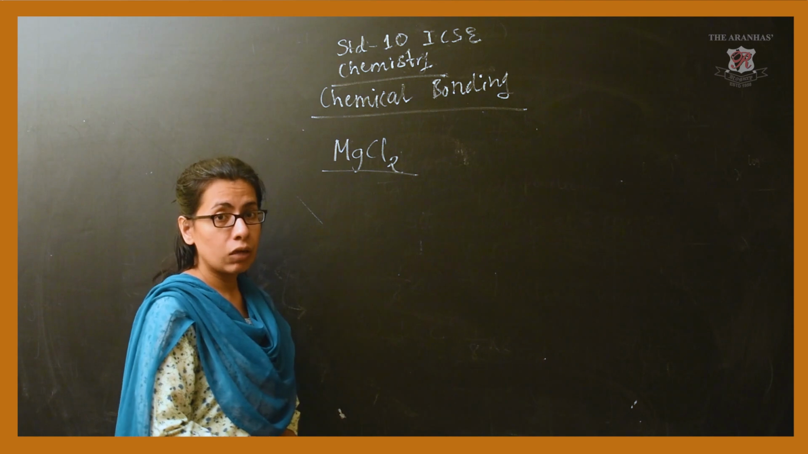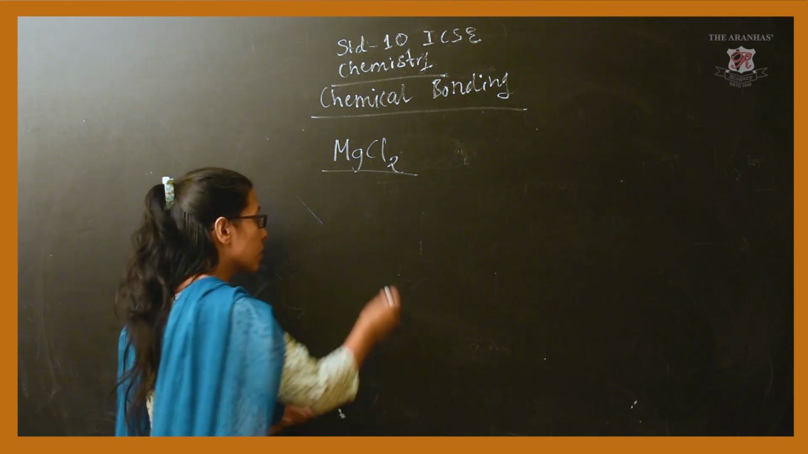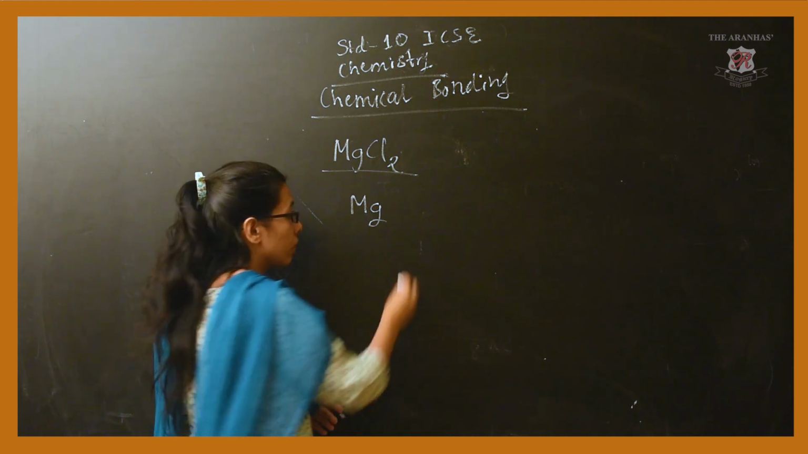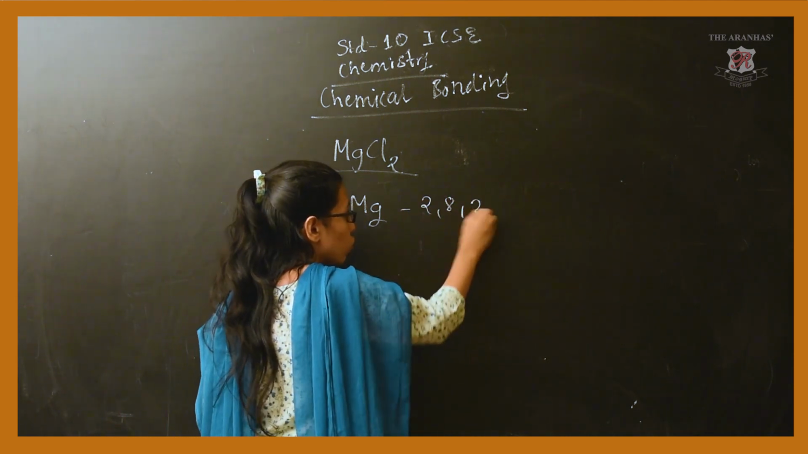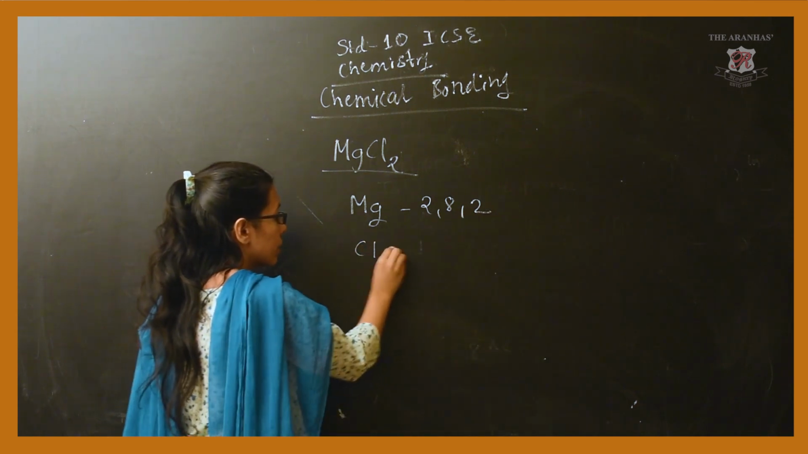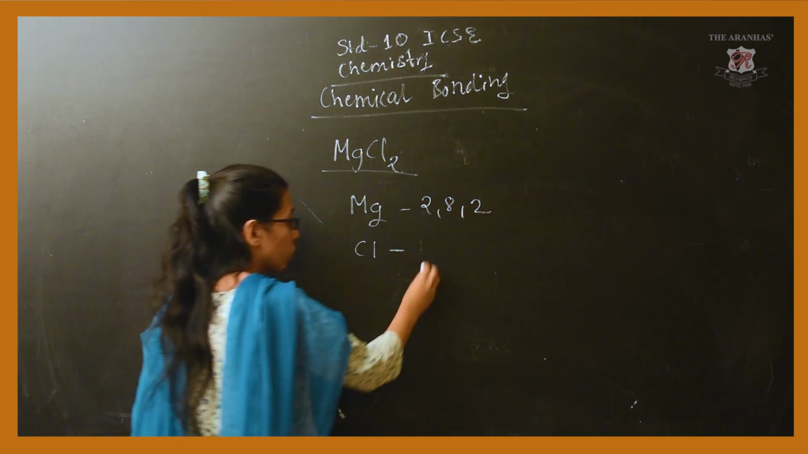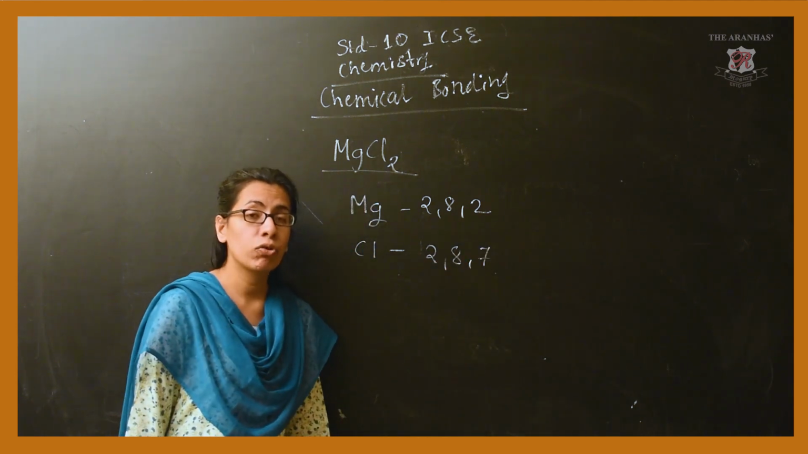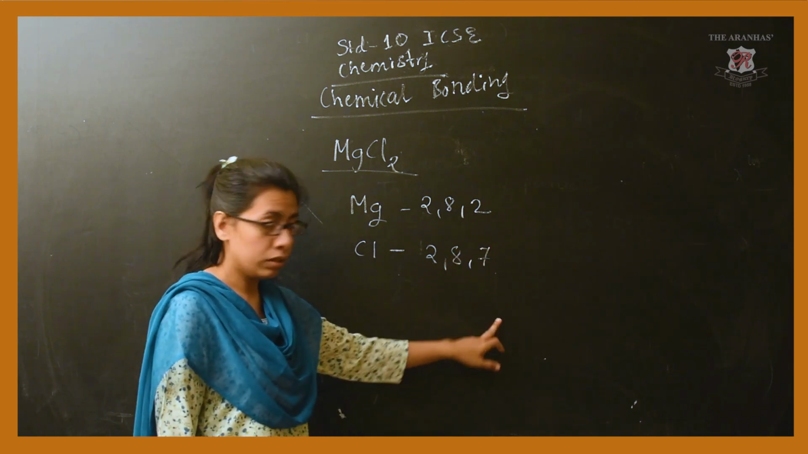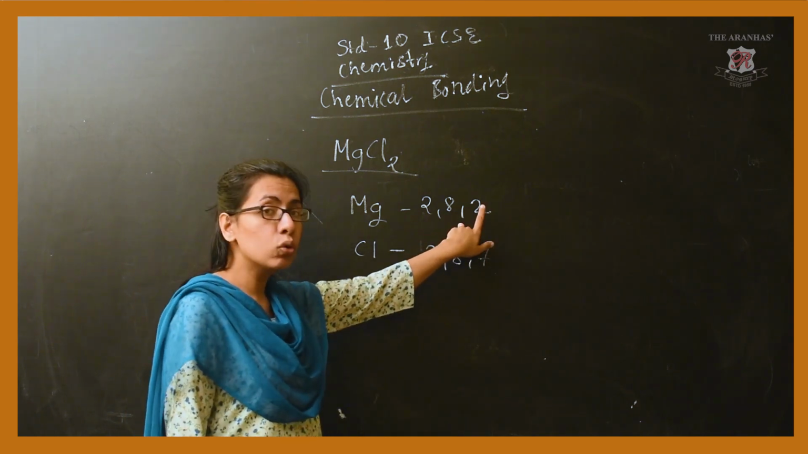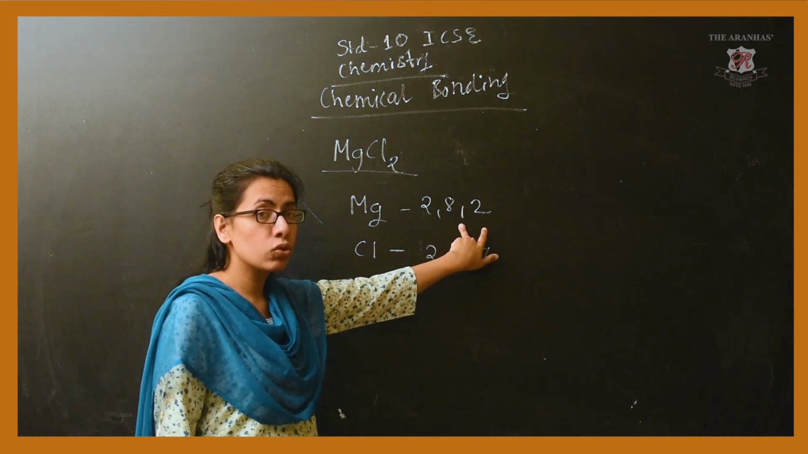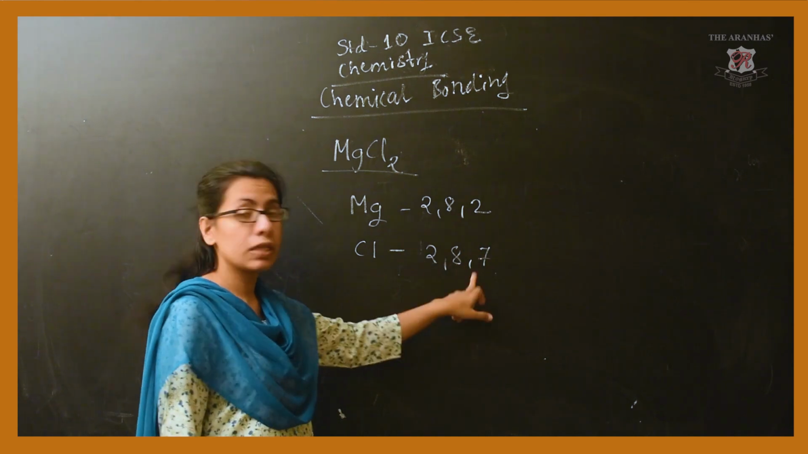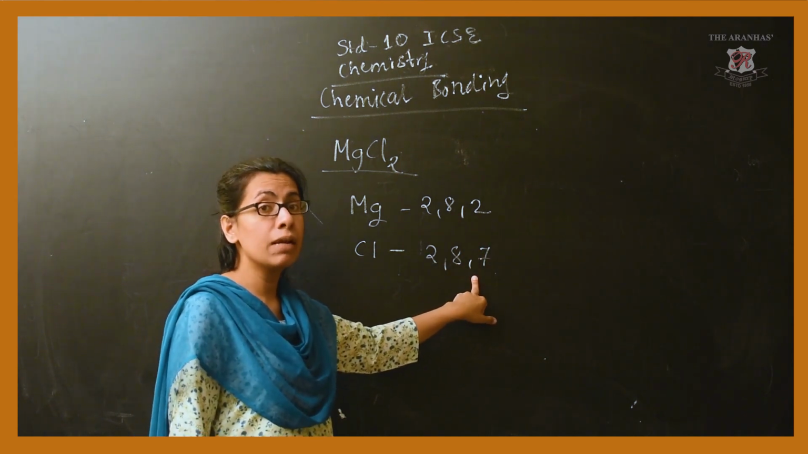First of all, let us write down the electronic configurations of both these atoms. Magnesium's atomic number is 12, so we can write the configuration as 2, 8, 2. Chlorine's atomic number is 17, so the configuration is 2, 8, 7. Magnesium has a tendency to lose 2 electrons, resulting in the formation of Mg2+. Chlorine has a tendency to gain 1 electron so that it can form the Cl- anion.